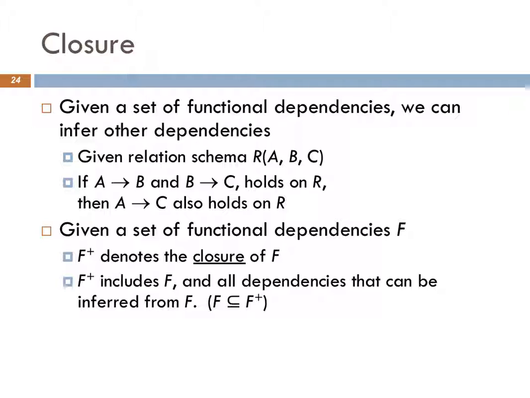Now, if you were to take a set of functional dependencies F and figure out all the dependencies you can possibly infer from that initial set F, then you end up with what we call the closure of F. Okay? And we denote that as F plus with a little plus superscript. Like I say here, F plus includes F and all the dependencies that can be inferred from F. This also includes a whole bunch of trivial dependencies, which are not that exciting. Okay?